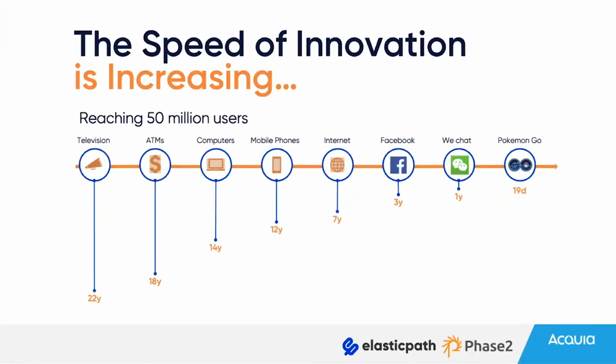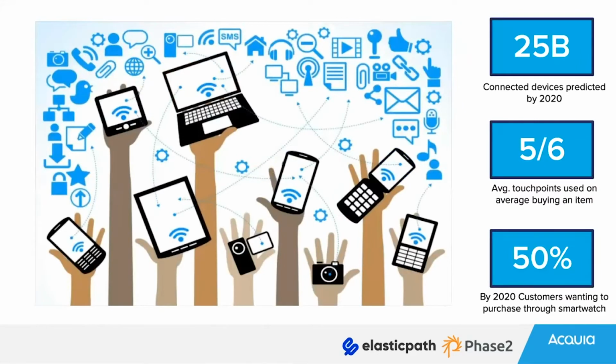And now we're at the point where, as we all know, the pace of innovation is dramatically increasing, right? So being locked into these legacy systems that don't move fast enough for the modern consumer, where to get to 50 million users, it took television 22 years, and it took Pokemon Go 19 days. And I was very much one of those first 50 million users. But you don't have the luxury of being able to wait. We have to be able to move fast to deal with the modern consumer reality.